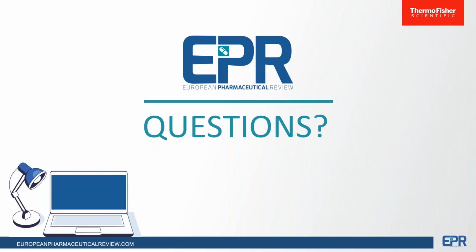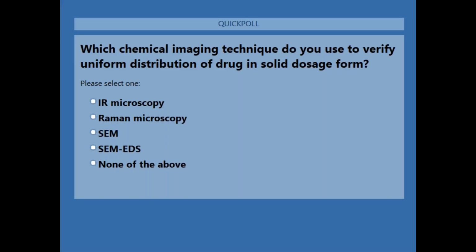And our final question before we do move on to our question and answer session is, which chemical imaging technique do you use to verify uniform distribution of drug in solid dosage forms? IR microscopy, Raman microscopy, SEM, SEM-EDS, or none of the above?